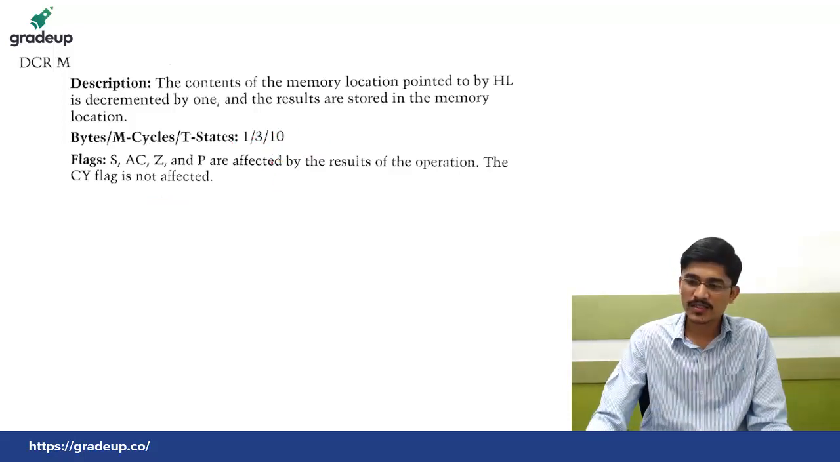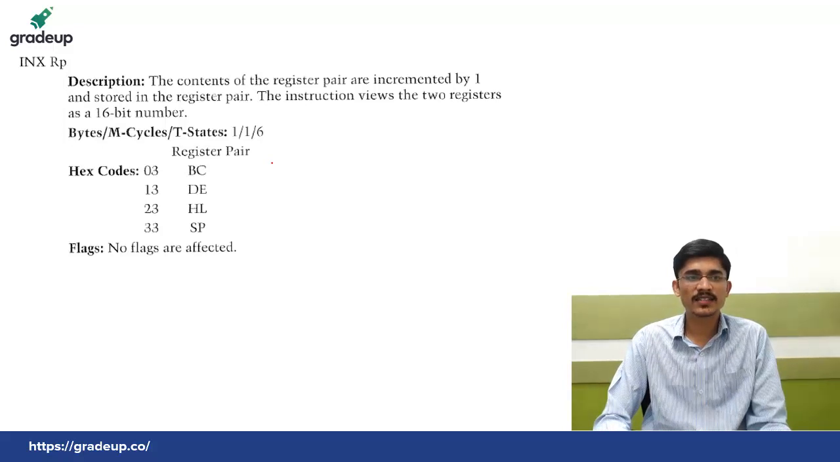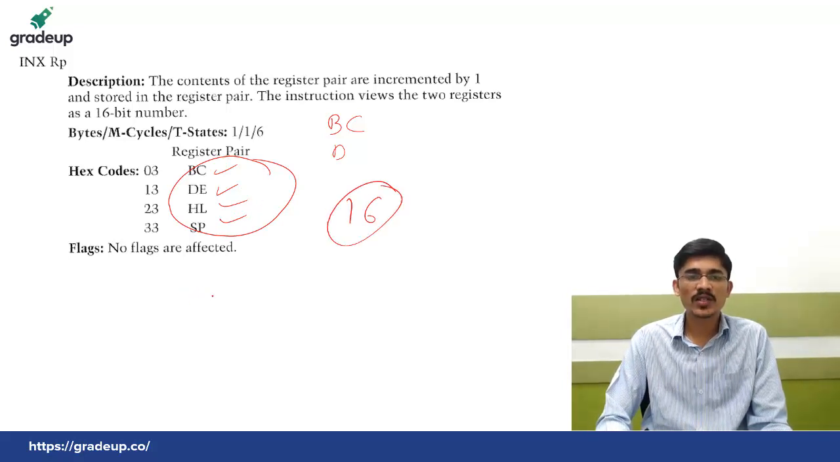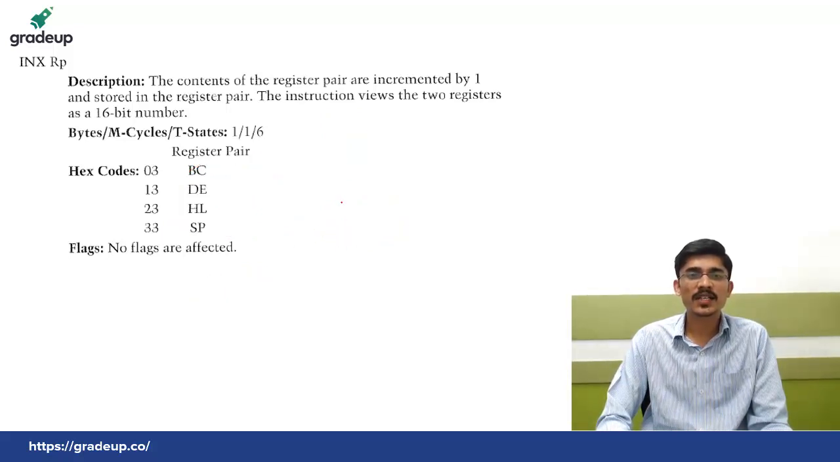Let's move to the next instruction, which is INX register pair. I have explained that BC, DE, HL, SP are 16-bit registers. Till now you have understood how to increment by 1 the contents of a simple register like B or C, that is an 8-bit increment. Now you are dealing with a 16-bit increment. The contents of the register pair, these are the valid register pairs, are incremented by 1 and stored in the register pair.